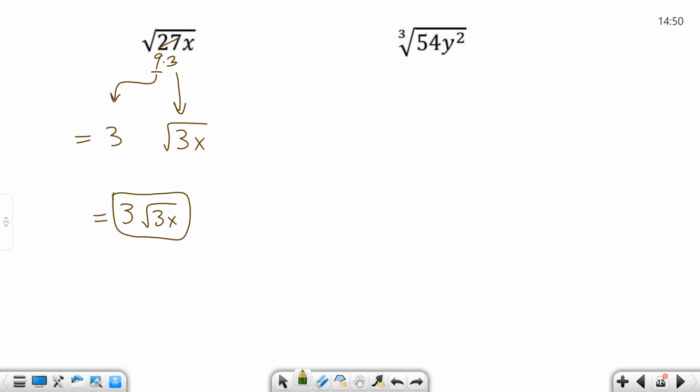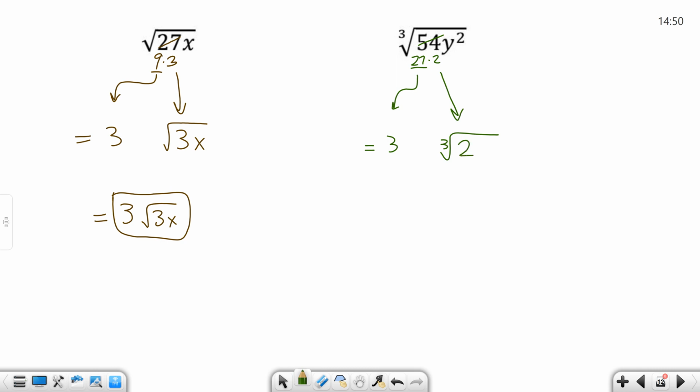What about 27? Yes, 27 times what? 2, right, is 54. What is the cube root of 27? It's 3, right? This comes out as a 3. And then under my cube root, I'm left with the 2.